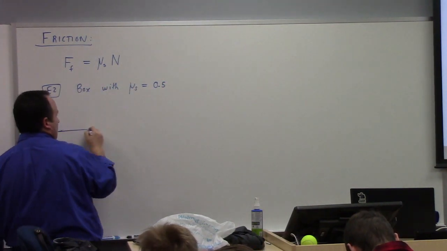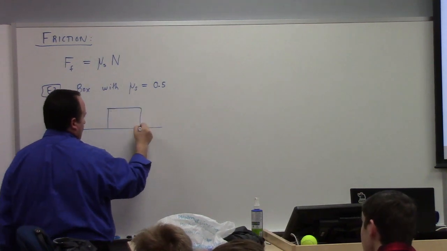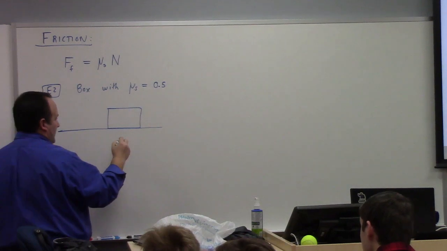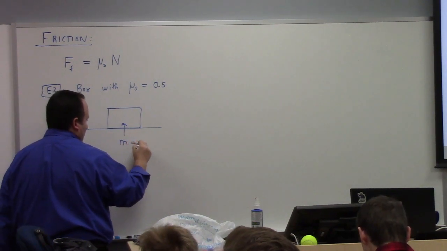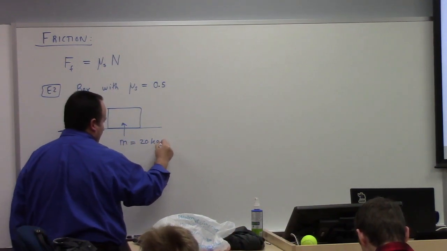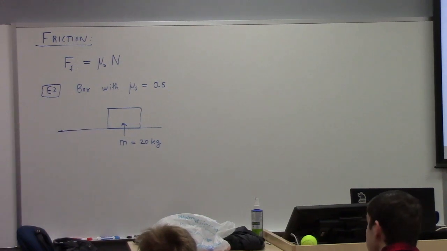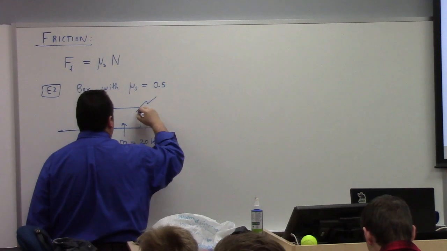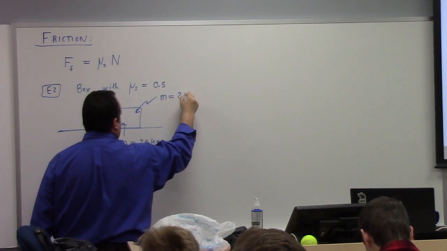As pictured, so here's the box. Let's give the mass of the box, let's say 20 kilograms. My choice of where to label the m was poor, let me put it over here. M equals 20 kilograms. Great.